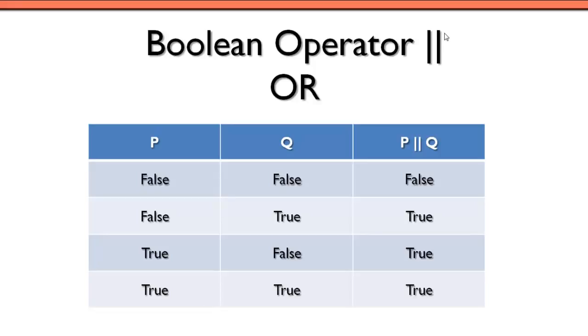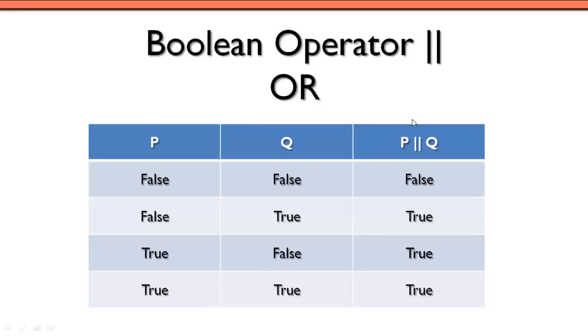So what does the OR operation mean? The OR basically says that we have to have at least one of the operands being true in order for the whole entire expression to be true. So the only time we end up with a false, if we look at our truth table here, is if both operands, both P and Q, are in fact false.